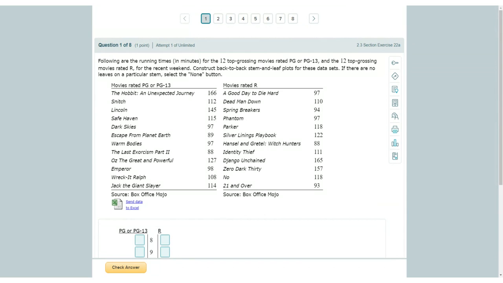Now it says construct a back-to-back stem plot for these data sets. If there aren't any leaves on a particular stem, then you're going to select the none button. Usually that just means putting an N in it.